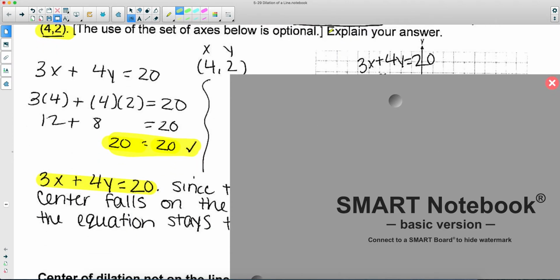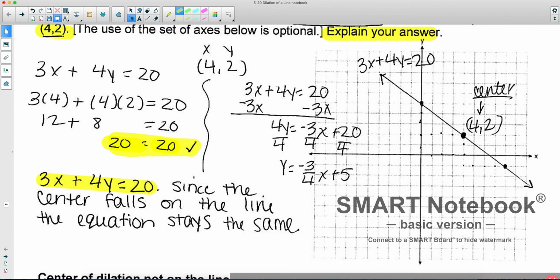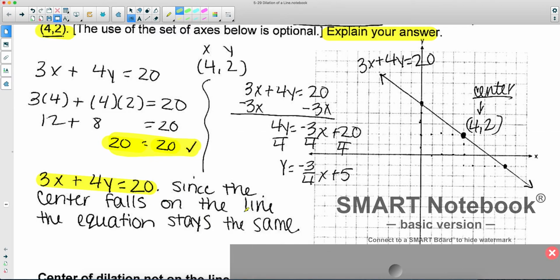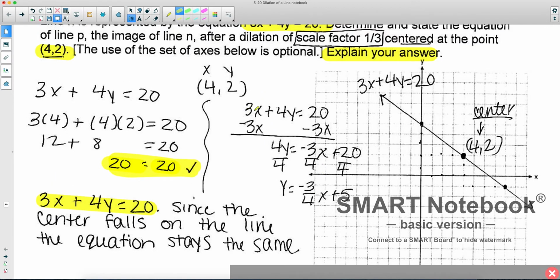Then it also says to explain your answer. So how did I know that this was the equation? Well, since the center falls on the line, the equation stays the same. And that's exactly it. How did I know the center falls on the line? The center made my equation true. The left side equals the right side. Over here, I just put the 3x plus 4y into y equals mx plus b form. You don't need to do that if it doesn't specify it.